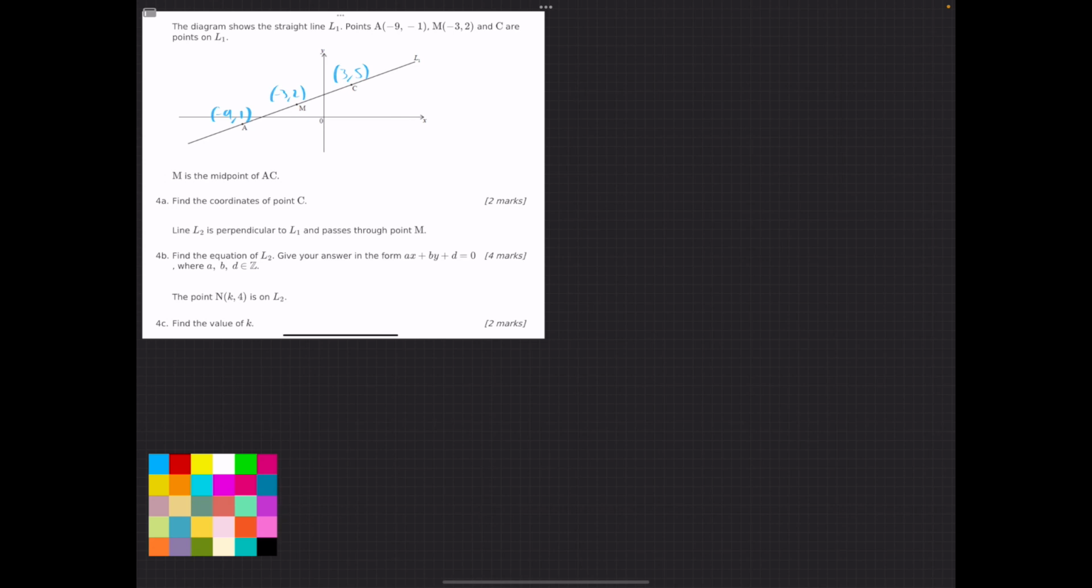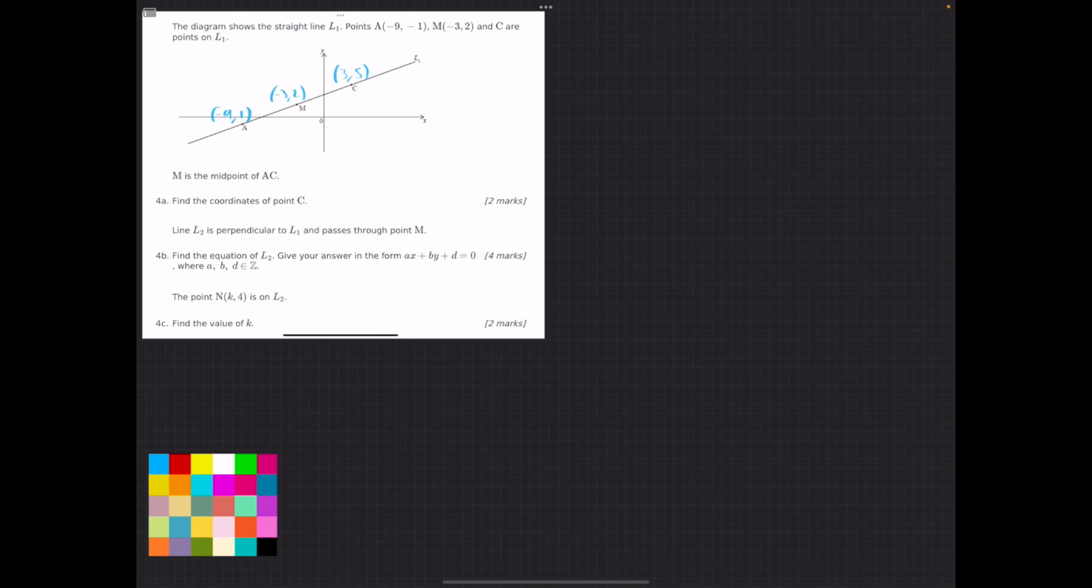All right, everybody, let's continue on with 4b. 4b, how does it start? They say line L2 is perpendicular to L1 and passes through point M. They ask us to find the equation of L2 and give your answer in the form of ax plus by plus d equals 0. It's a 4-mark question, and it asks us to write it out in standard form.